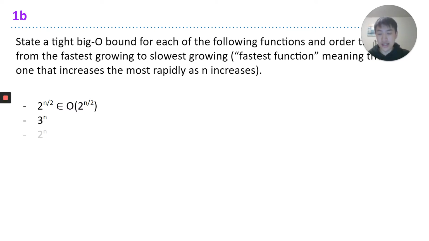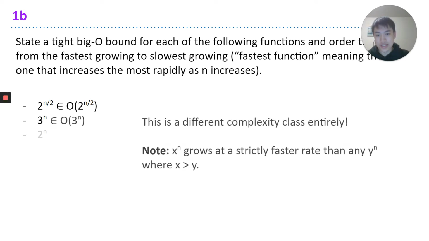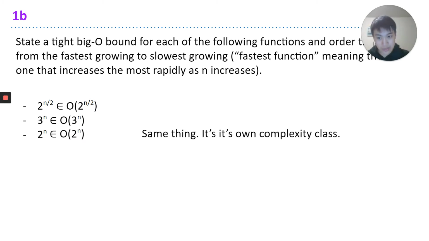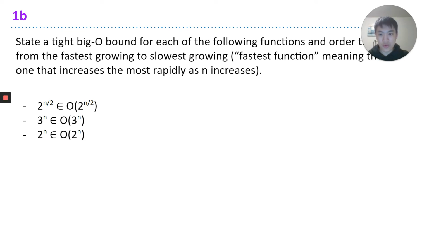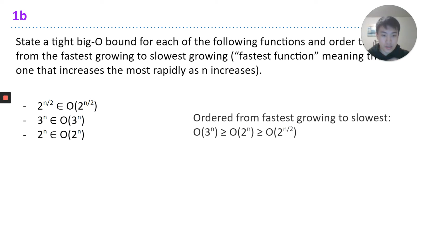All right, the next one, 3 to the n, no constants to drop. So that's 3 to the n, a complexity class of its own, followed by 2 to the n, which is the same thing, its own complexity class. So now we're going to be sorting from fastest growing to slowest growing. So the answer is going to be 3 to the n, followed by 2 to the n, followed by 2 to the n over 2. A general rule of thumb is that if you look at the base first, a higher base will always lead to a faster growing function. If we have two functions of the same base, for example, 2 to the n and 2 to the n over 2, we look at which constants or exponents are smaller.